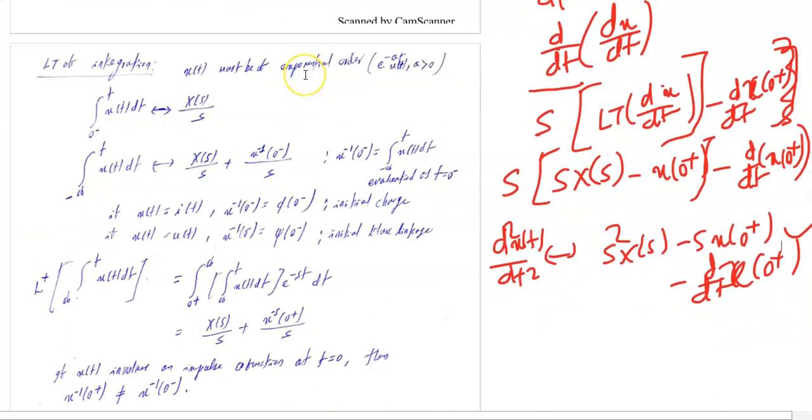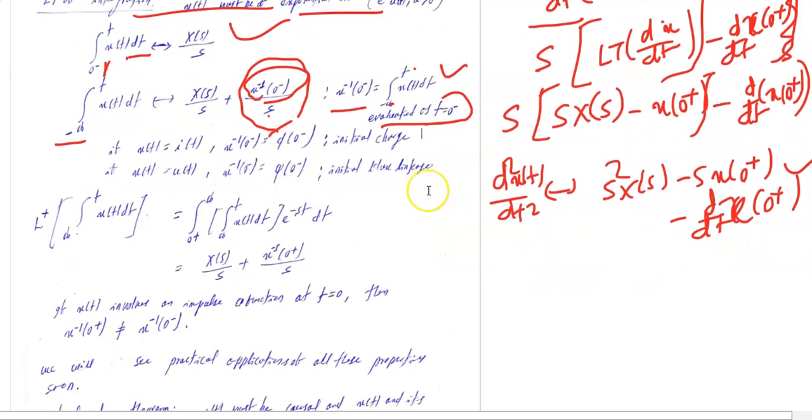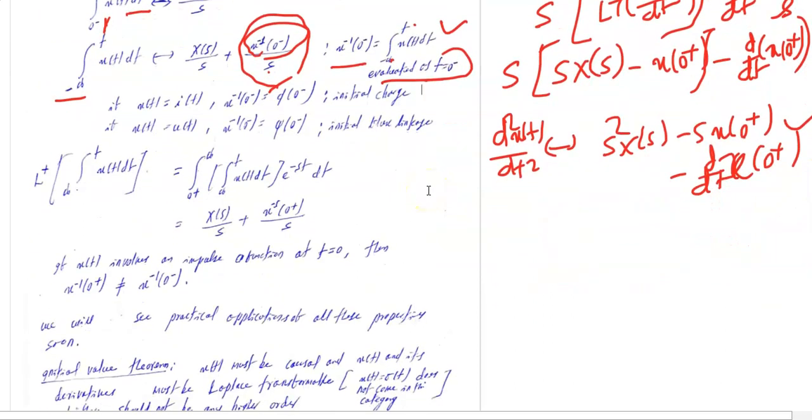Then Laplace transform of integral, when integration is from 0 minus to t for continuous functions, we have X(s) upon s. When it is from minus infinity to t, initial values have to be captured, and this is the initial value. What is this? The integral from minus infinity to t of x(t) dt evaluated at t equal to 0 minus, as we are doing the first switching.